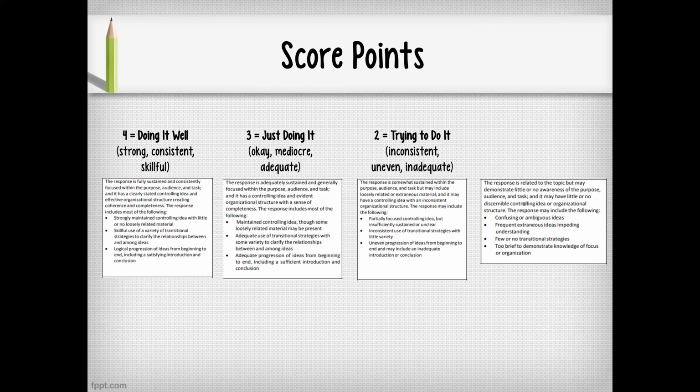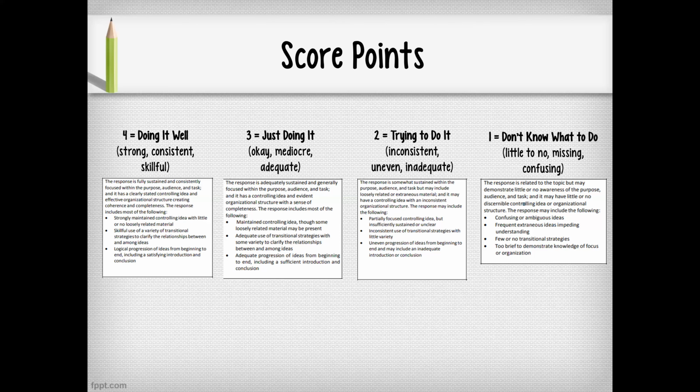A 2, the student is trying to do it. It's inconsistent, it's uneven, it's inadequate. You can tell that the student kind of knows what to do, but they're just not hitting the mark in some places. This may be a paper where body 1 has evidence and elaboration, but maybe body 2 kind of drops off and maybe only has evidence or only has elaboration. And that's where that uneven word would come in.